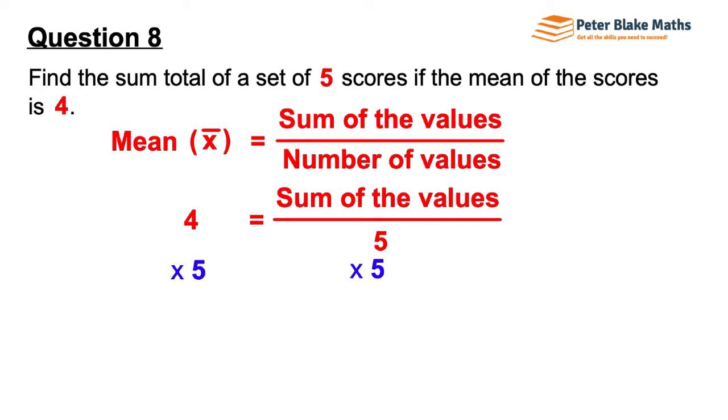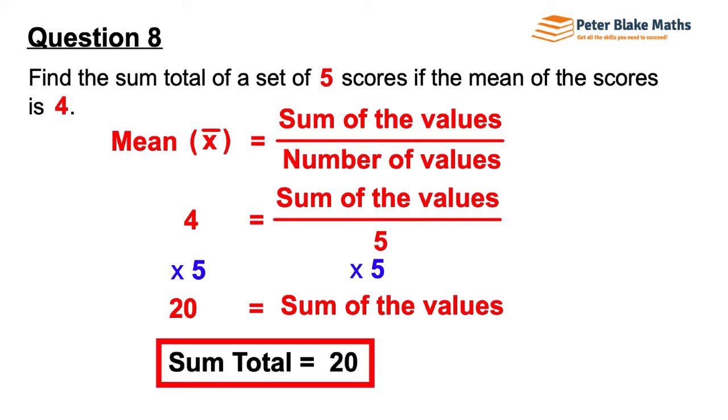On the left-hand side, 4 times 5 is 20, and the divide by 5 that was in the formula and the multiply by 5 that we introduced will cancel each other out, leaving the sum of the values on its own on the right-hand side. So if 20 is the sum of the values, we can swap that around and say that the sum total is 20 for this set of scores.